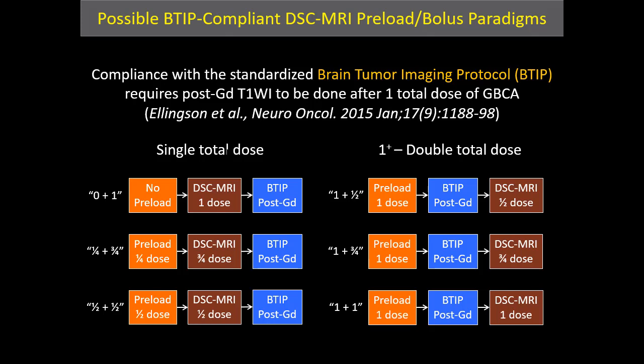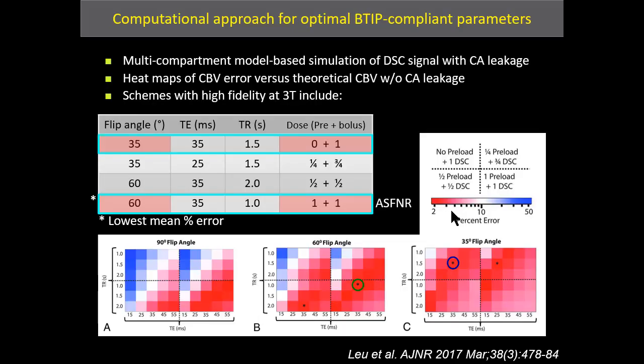So therefore, we would either have to give a single dose of contrast split between preload and the DSC bolus done before post-contrast imaging, or you'd have to give a full dose of preload and then do your DSC bolus after the conventional post-contrast imaging. Those are really the choices. And our group took a computational approach for determining optimal BTIP-compliant parameters.